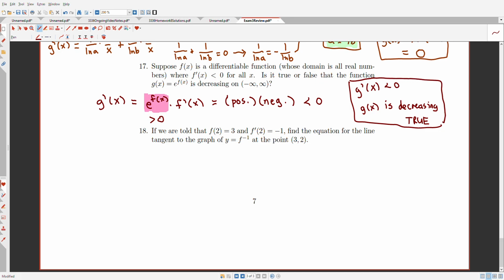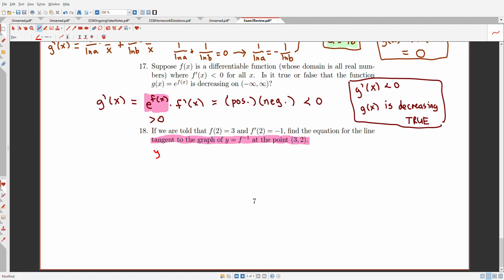Okay, I think we're finally back at our last one, number 18. It says, if we are told that a function f of 2 equals 3, and the derivative f prime of 2 equals negative 1, then can we find the equation for the line tangent to the graph of the inverse at the point 3, 2? So I'm going to focus on tangent to the graph of this at the point 3, 2. I'm going to focus on that for a second.